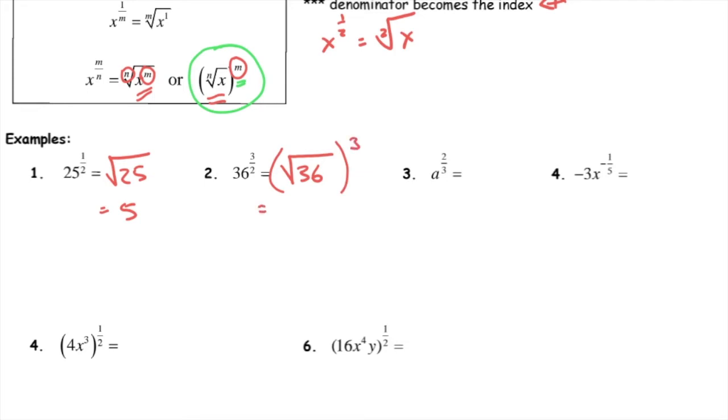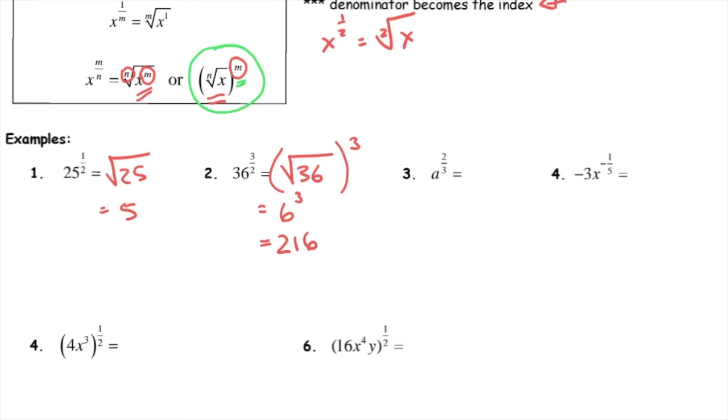Now, the square root of 36 is 6. And actually, it's not that hard to cube 6. I get 216. Okay? So there's my value there. And again, it's easier to take the root first and then apply the exponent here.